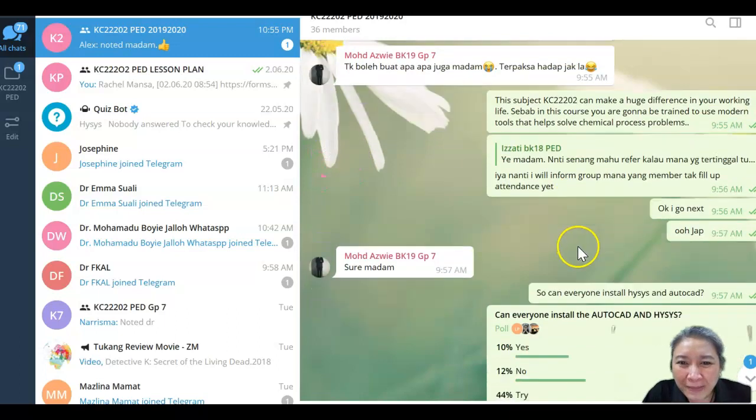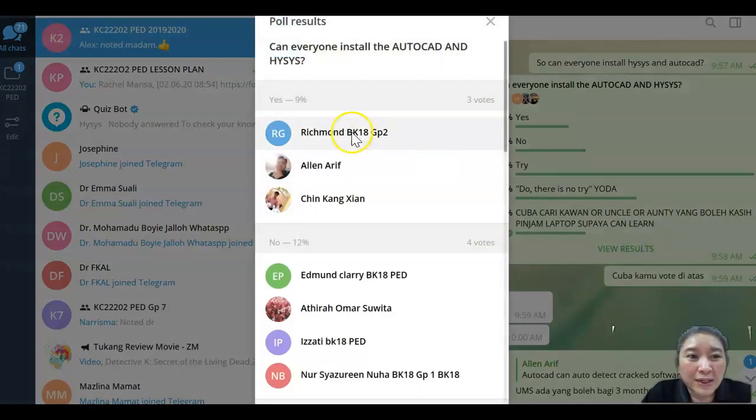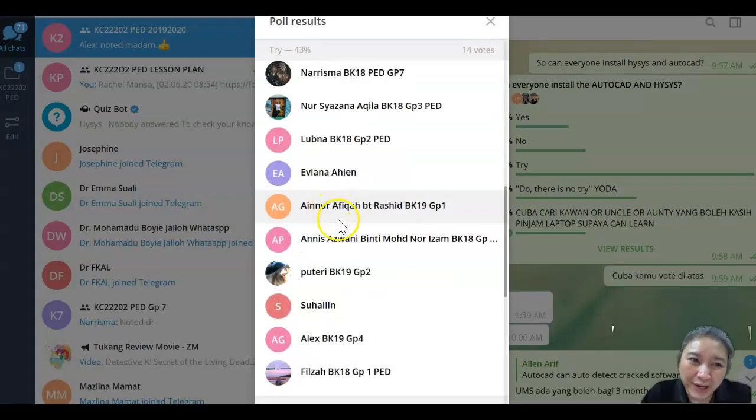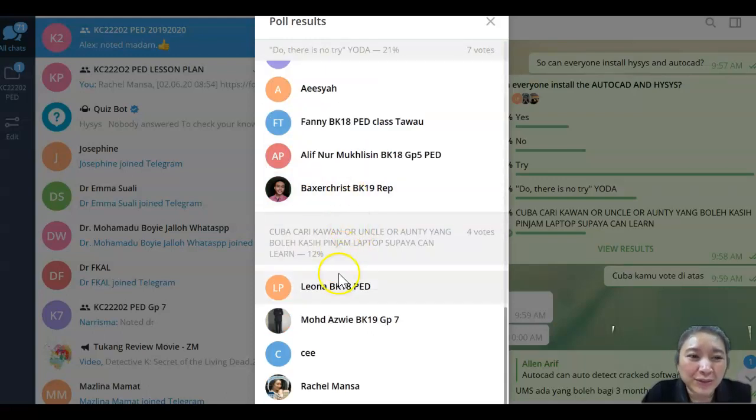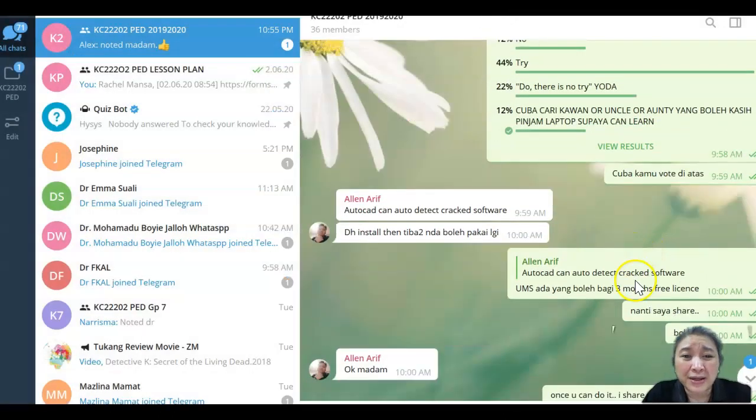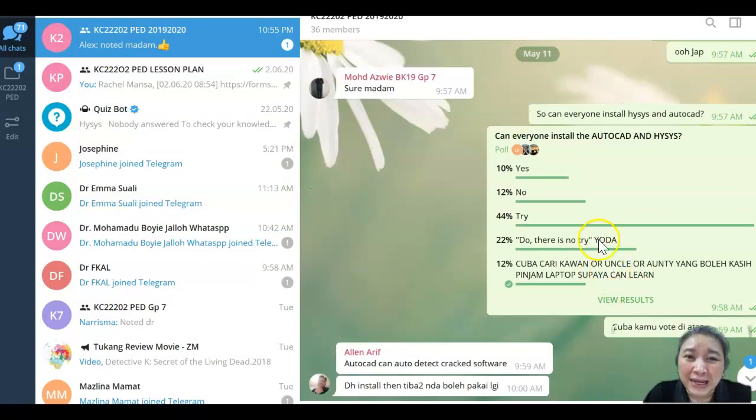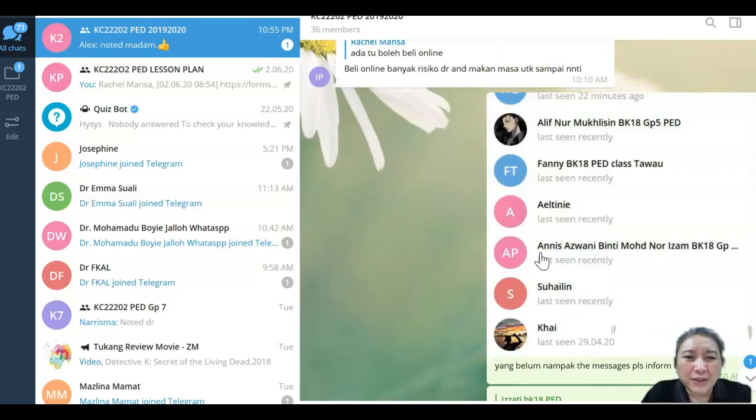The most fun part of this is that when I ask them a question, I actually know who says yes, who says no, who will try, and who will do it, and some will try out finding friends to learn how to do it. So it's really great. I like Telegram because I can actually do this. Kaizala can do this as well, but it has a different feel to it.